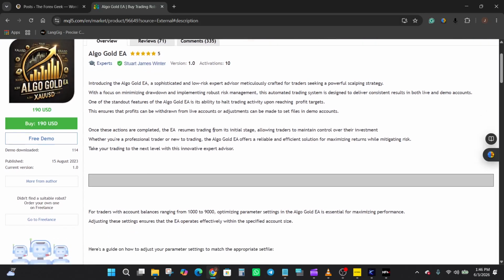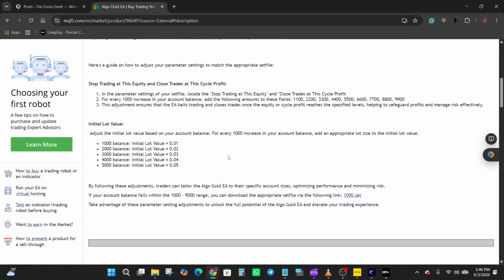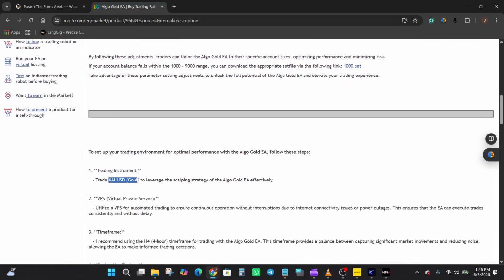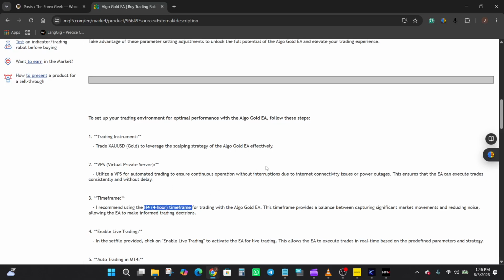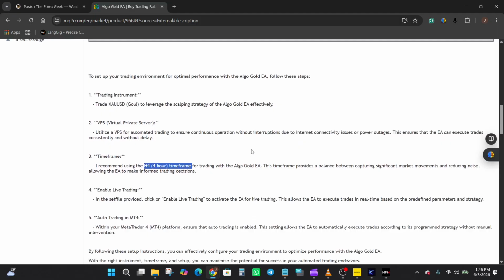Now, moving into the setup recommendations, the EA is mainly optimized for XAUUSD, which is gold, and it is suggested to run it on the H4 time frame. There's also emphasis on using a VPS and enabling auto trading in MT4 so the system runs without interruptions.